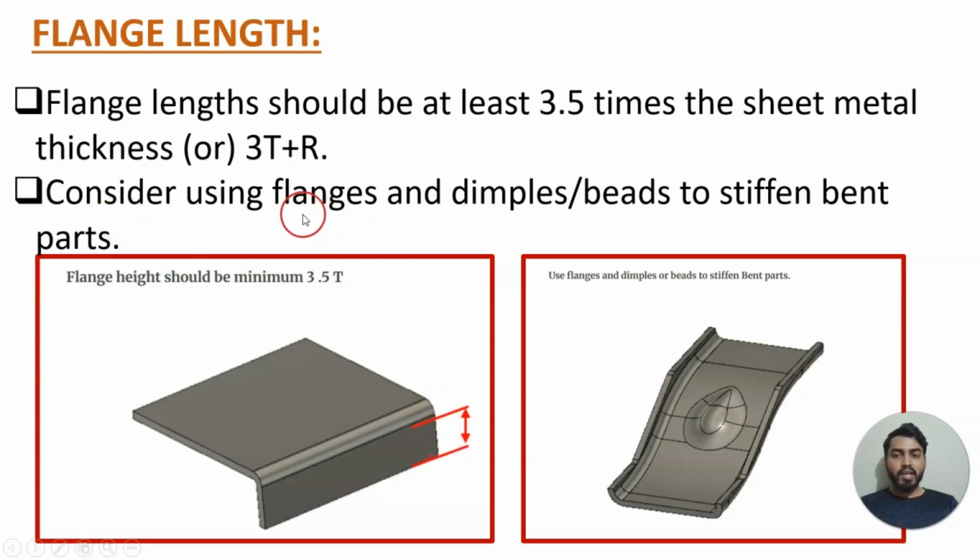Then consider using flanges and dimples or beads to stiffen the bent parts. So for making bending, if we are using dimples or beads, this is nothing but a dimple. Beads means again one different shape will come, that we are going to see in software. So this will improve the stiffness of the sheet.